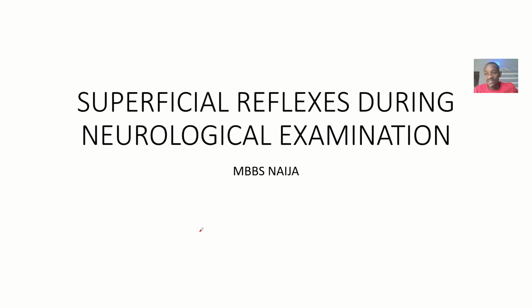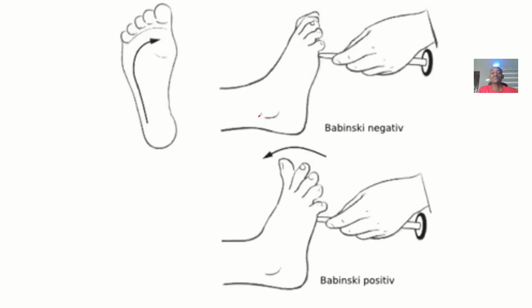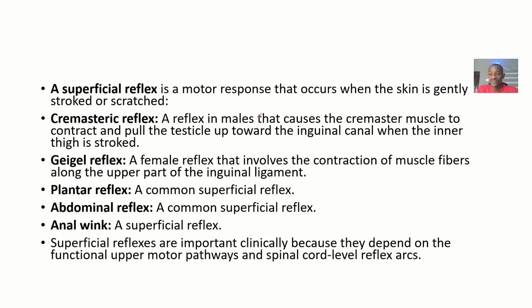Another type of reflexes which could be seen during neurological examination is the superficial reflexes. Alright? So superficial reflexes. When they say something is superficial, you simply know that the thing is at the top. It's not a deep reflex. It's not a tendon reflex. It's a superficial reflex, so it actually has to do with the skin. You understand? So we get to look at the superficial reflex.